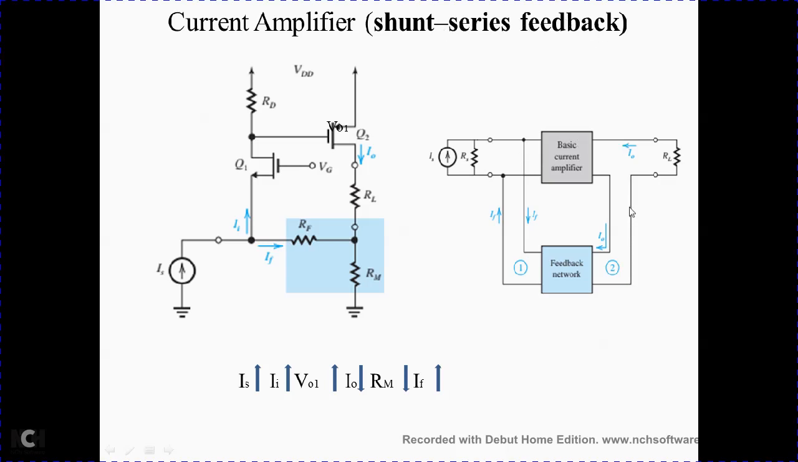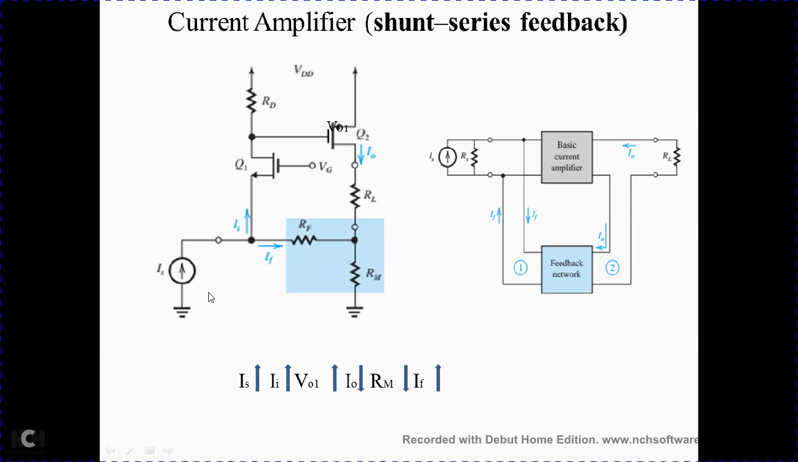It is also called shunt series because the feedback signal is mixed with the input in shunt. That is why shunt. Series means the output is taken in series; sampling of the output is done in series. That is why it is shunt series feedback. We learned that earlier. So this is one configuration. This is also a two-stage amplifier, common source.